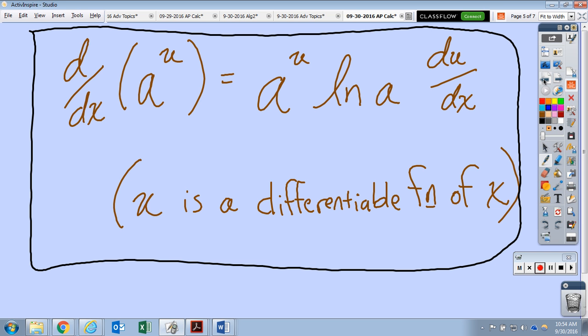Usually when you see an example, it's easier because the u kind of throws you. But they're saying u is any differentiable function of x. And I'm going to show you guys some examples.